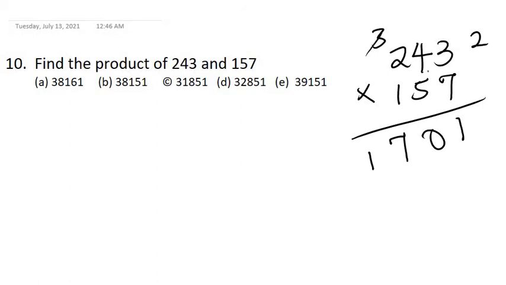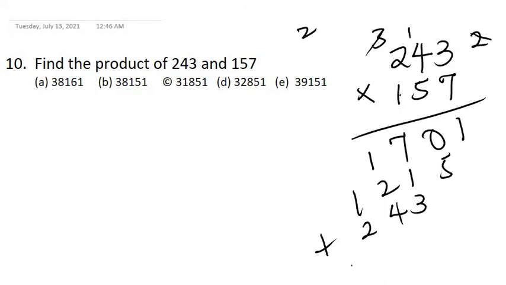5 times 3 is 15. 5 carry 1. 5 times 4, 20 plus 1, 21. 1 carry 2. 5 times 2 is 10 plus 2, 12. Put down the 12. 1 times 3, 3. 1 times 4 is 4. 1 times 2 is 2.